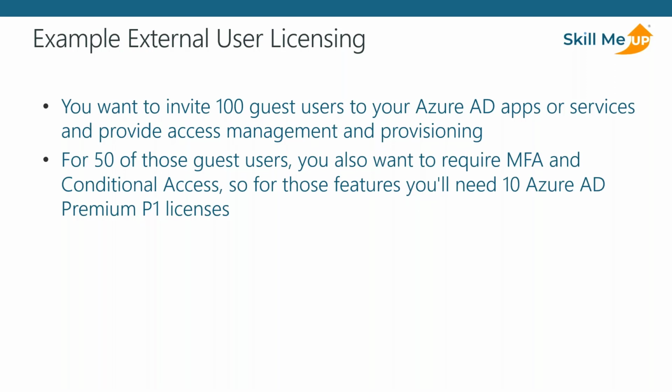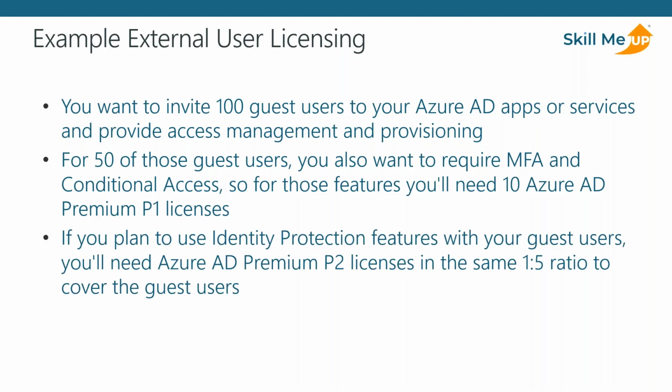So what you'll need is, as far as our second one goes, for 50 of those guests, we also want to require multi-factor authentication and conditional access. Now, to do that, you'll need 10 Azure AD Premium 1 licenses. So remember our 1:5 ratio. So if I want 100 guests, 50 of which were to use multi-factor and conditional access, I have to make sure I have 10 Azure AD Premium P1 licenses, because that gives me my 50.